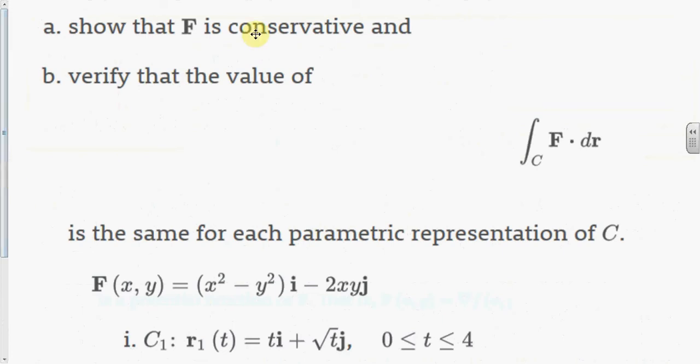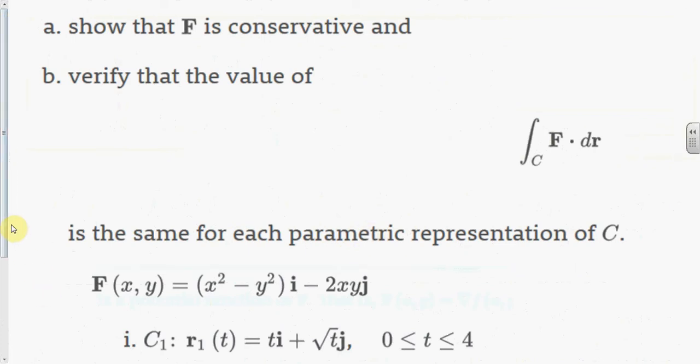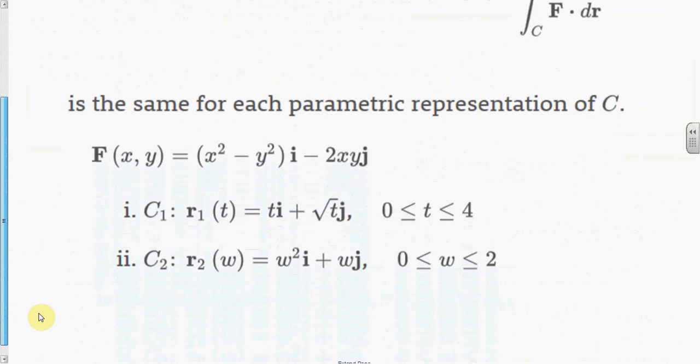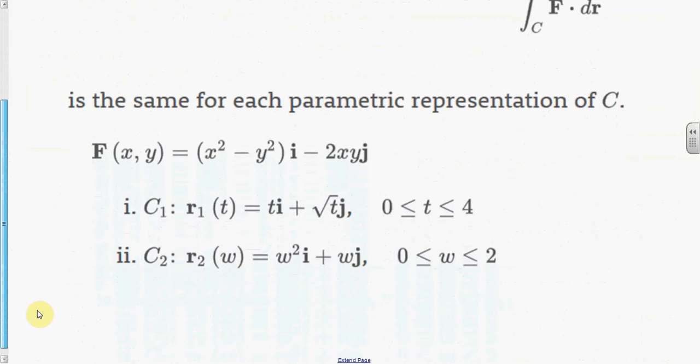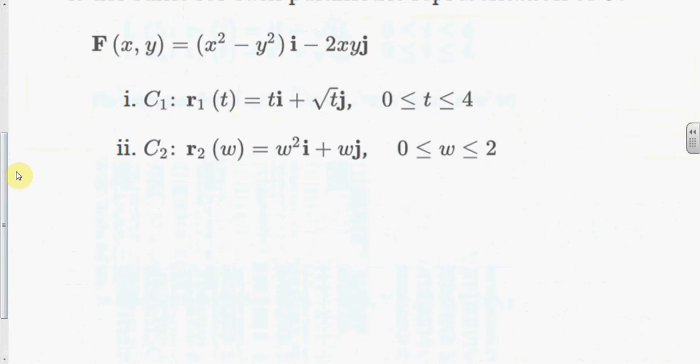Okay, show that F is conservative and verify that the line integral is the same for each parametric representation of C. Let's see. All right. So first it says to verify that F is conservative.